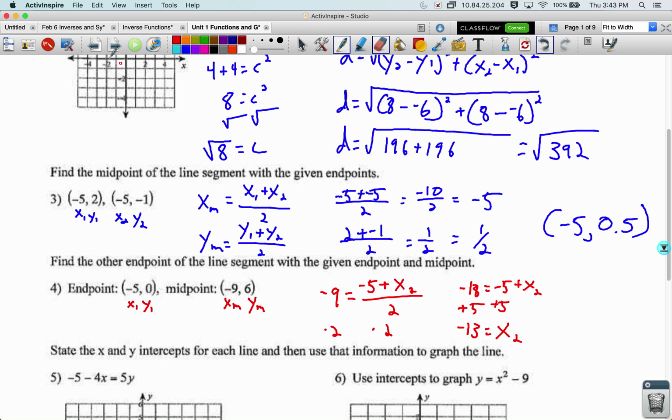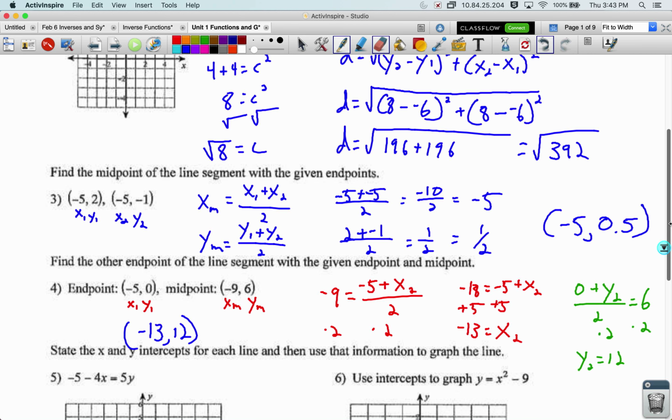All right, same thing for y. I do 0 plus the unknown y2 value divided by 2 equals the y value of my midpoint of 6. Multiply 2 to both sides. y2 equals 12. Let's put it together into an ordered pair. Negative 13, comma 12.